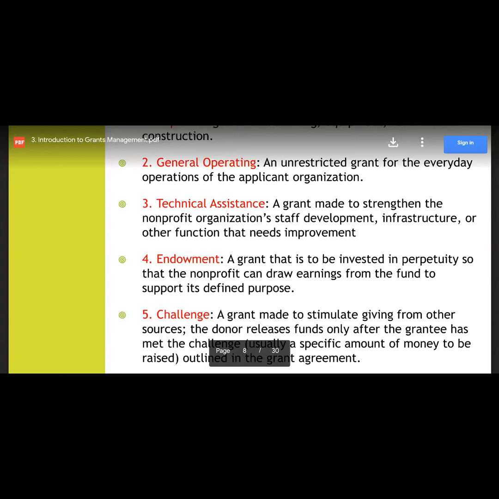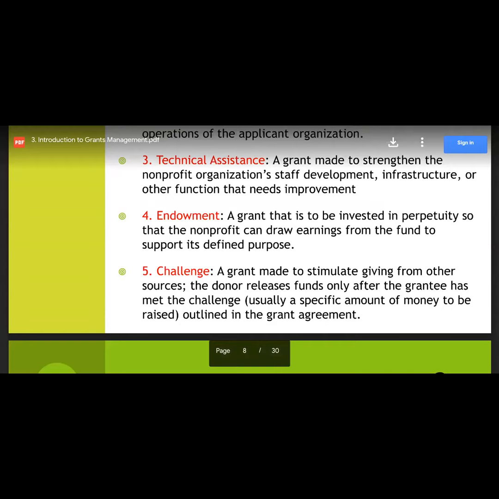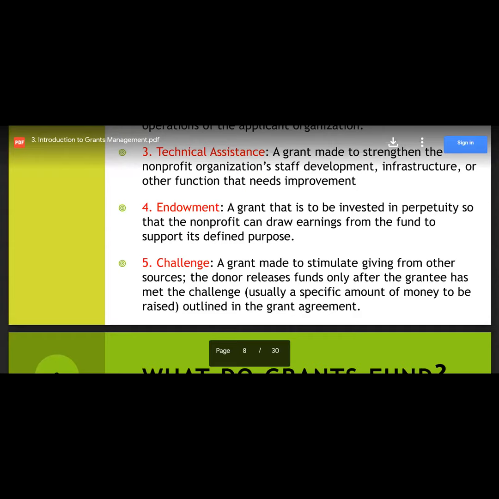Then again, grant funding can fund a challenge, that is a grant made to stimulate giving from other sources so that the donor releases funds only after the grantee has been able to meet the challenge. And usually a specified amount of money to be raised is normally outlined in the grant agreement. So if you are to meet a certain challenge, the donor will only release the fund once the grantee has met that particular challenge.